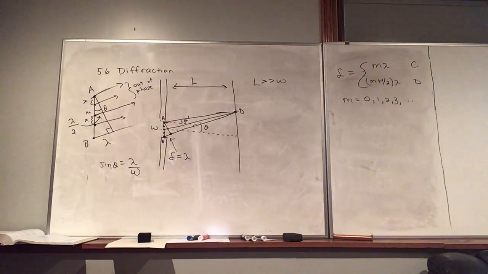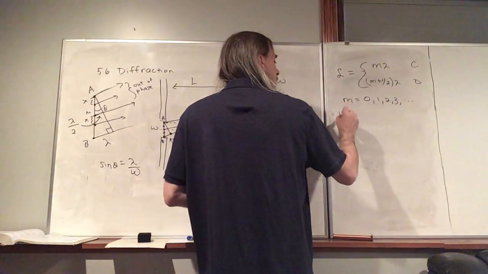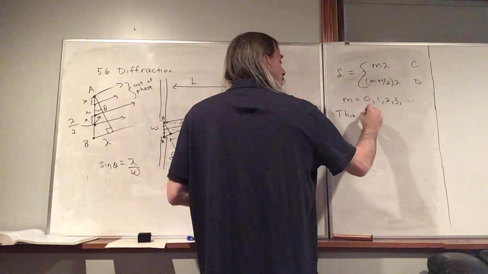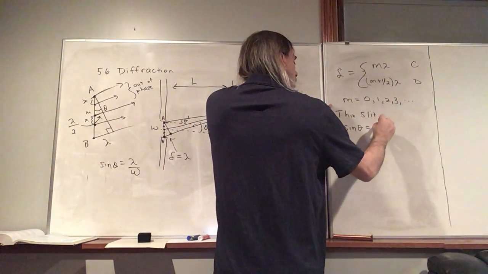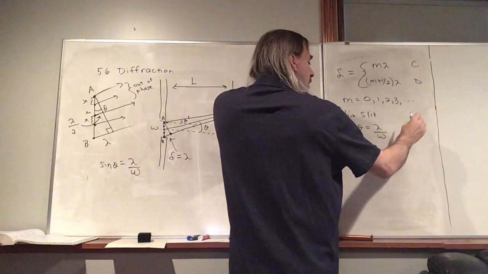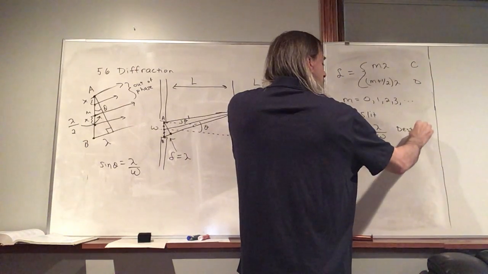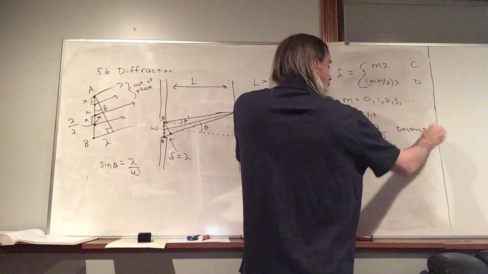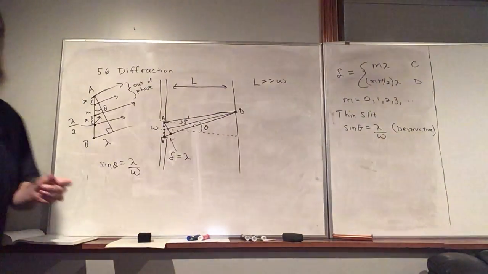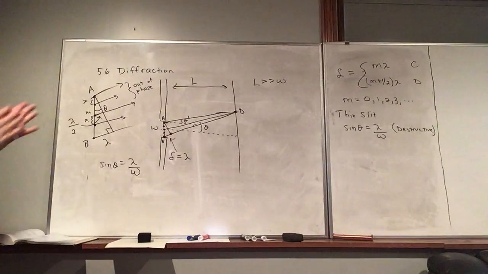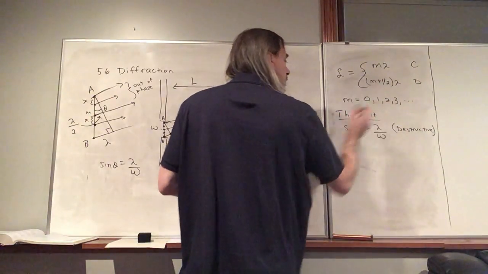And so our condition for destructive interference. So this is a thin slit. This is destructive interference. Sine of theta is lambda over W. Okay.